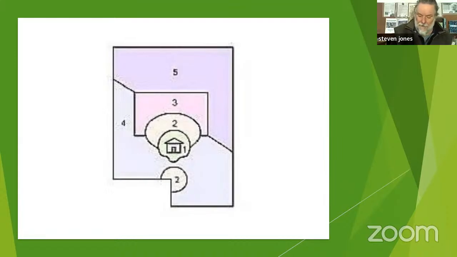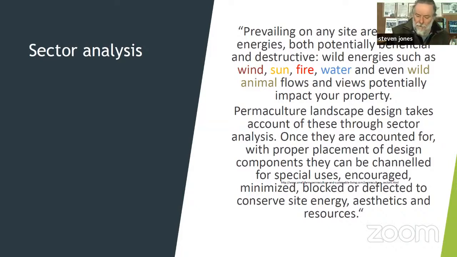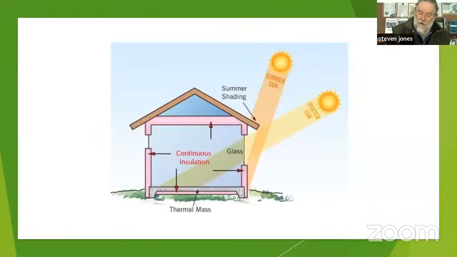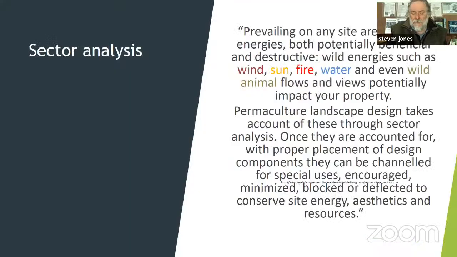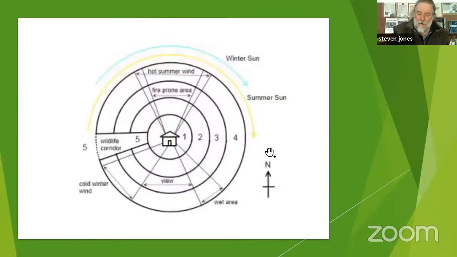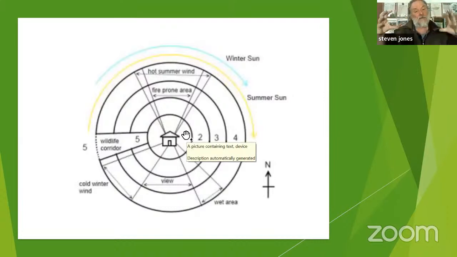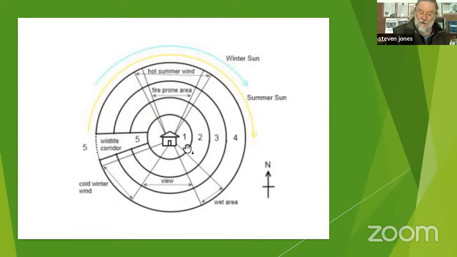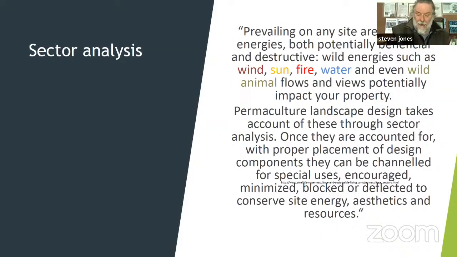So this is what's the detail. There's a pattern, there's something a bit more detailed. And we're also going to talk about sectors, and there's kind of two key ideas here. If the zones are like concentric rings of a target going outwards, sectors are like slices of a pie. It might be access, it might be wildlife, it might be where the sun comes from, where the wind comes from. So we define sectors as energies.